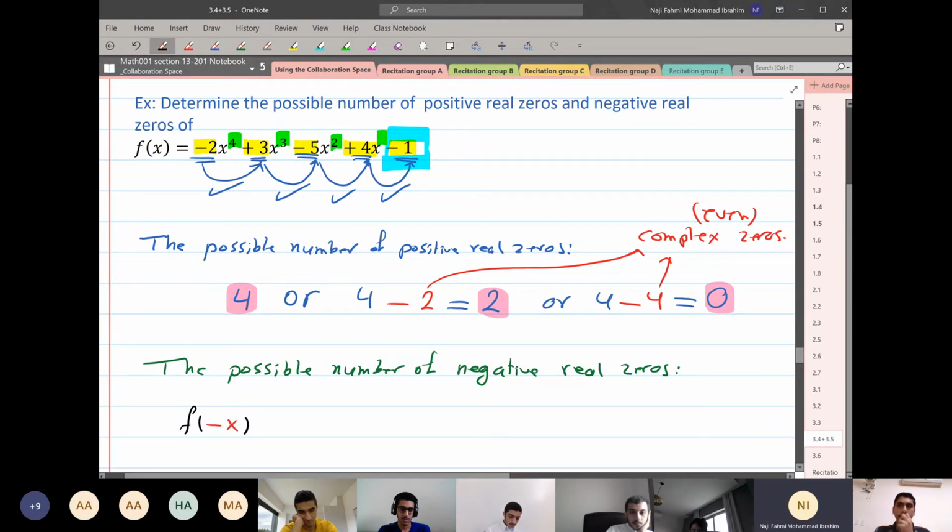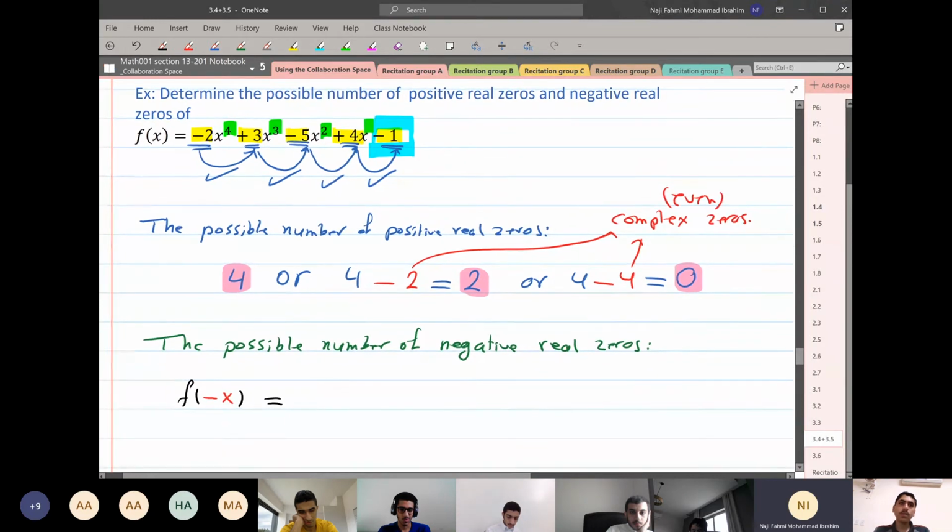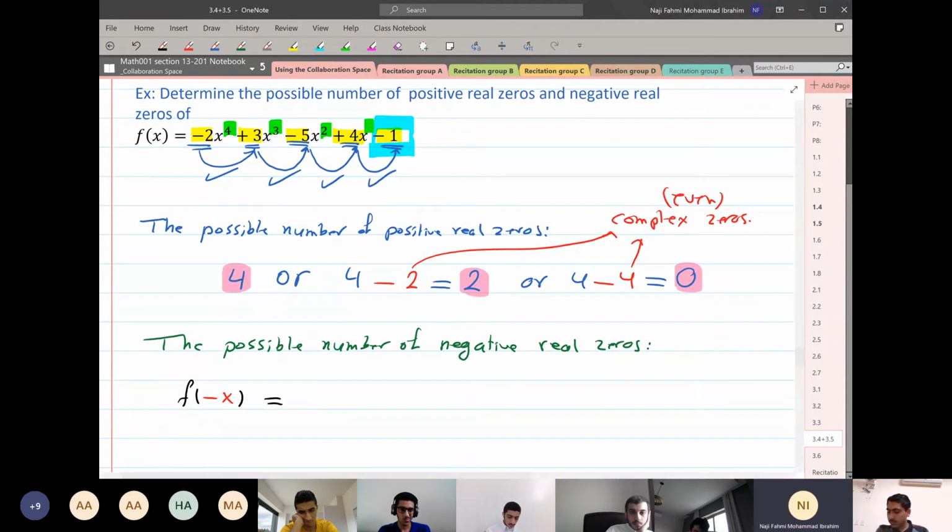And what does it mean, f of negative x? Replace every x by what? By negative x. Now if I replace it, will the even powers change their signs? No. Will the odd powers change their signs? Yes. So which terms from my polynomial will change their signs? The odd powers. So what's my polynomial now?